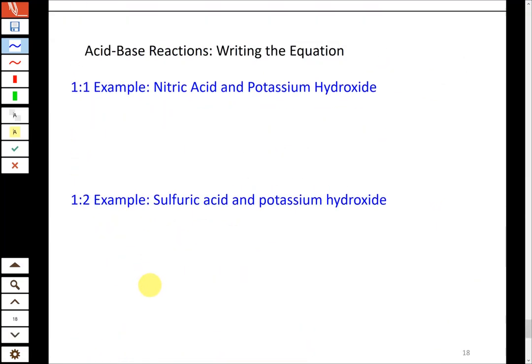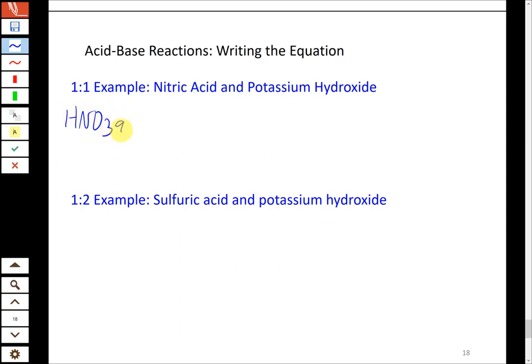So again, these are usually pretty simple and don't involve very large coefficients. We have to make sure we're writing out things correctly. So if we have nitric acid and potassium hydroxide, this would be about as straightforward as they come. So we have to make sure we get the formulas correct for the reactants. So nitric acid is HNO3.